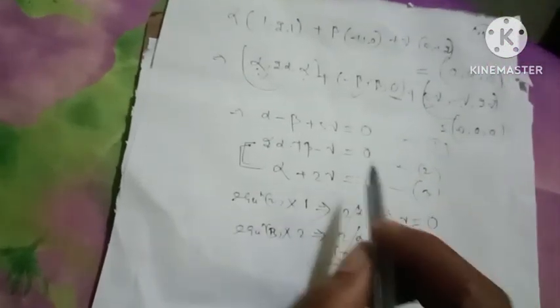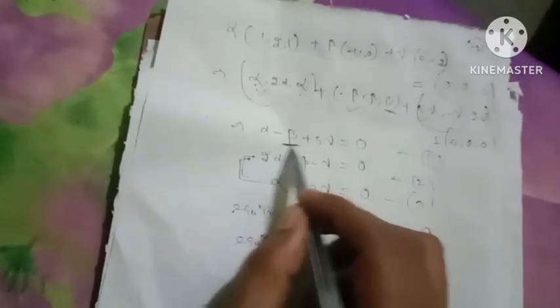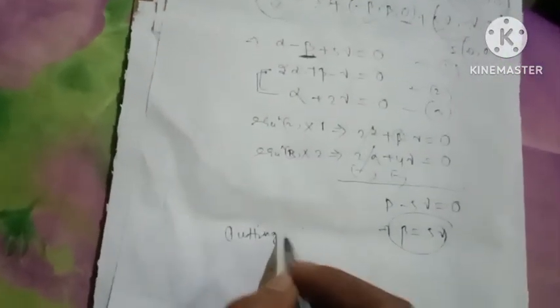So put the value of beta equal to 5 gamma in the given equations. Putting the value of beta in equation 1, the condition is alpha minus beta plus 5 gamma equal to 0. What is my beta? Beta equals 5 gamma, so alpha minus 5 gamma plus 5 gamma equal to 0. So alpha equals 0.